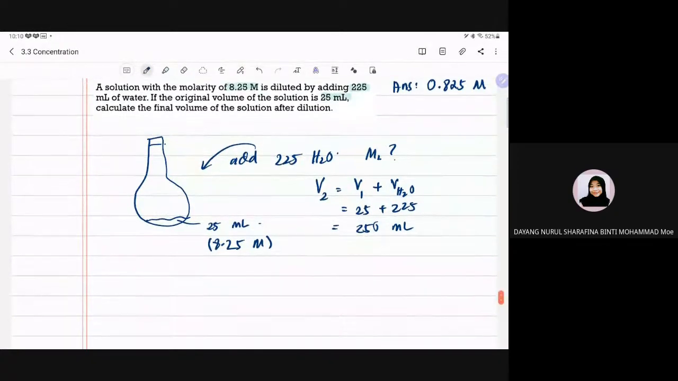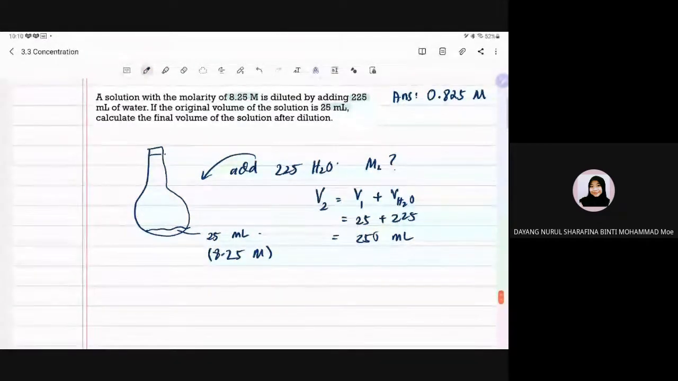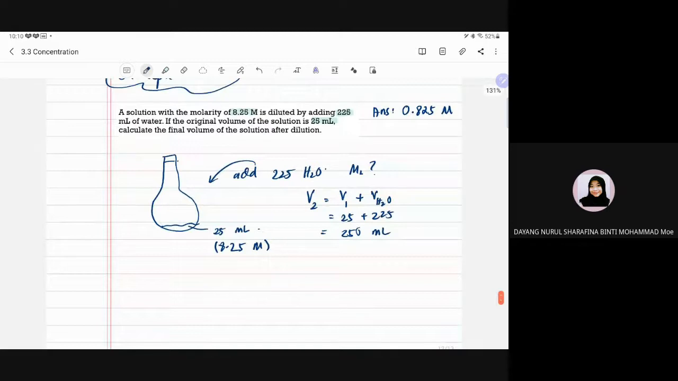Okay, so if we try to do this, M1 V1 equals M2 V2. So 25 times 8.25 divided by 250. You should get 0.825 molar. So you can try to calculate again later on. I have already shown how to calculate it.